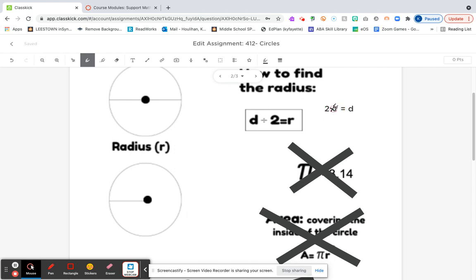And there we go. I forgot that on my notes. How could I forget that? There we go. So that's how you find diameter. There we go. So how you find radius, divide by 2. How to find the diameter, times it by 2.